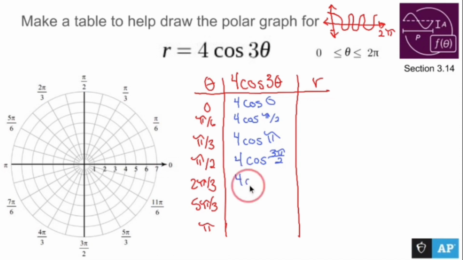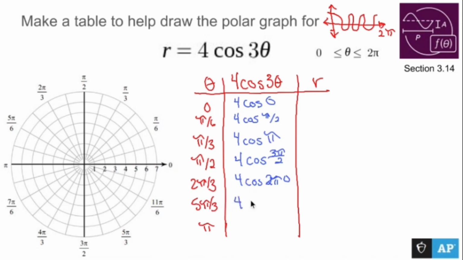4 cos 3 times 2 pi over 3 is 6 pi over 3, which is 2 pi. Now, wait a minute. 2 pi is the same as 0. Oh, I wonder if this is where things start to repeat. I guess we'll find out.